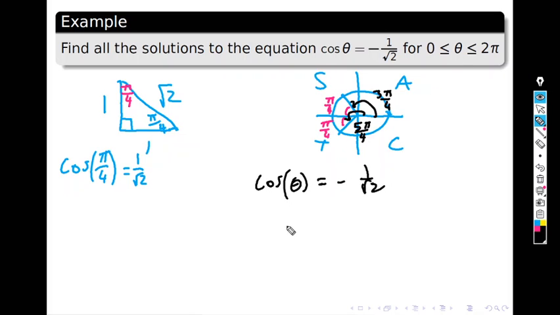But if I want to just write my answer, I've got cos theta is equal to minus 1 on root 2 for that domain up there. Well, the values of theta that would make that equation true are 3 pi on 4 and 5 pi on 4. And those are the only ones in that domain.